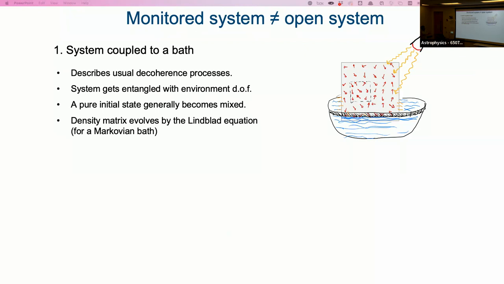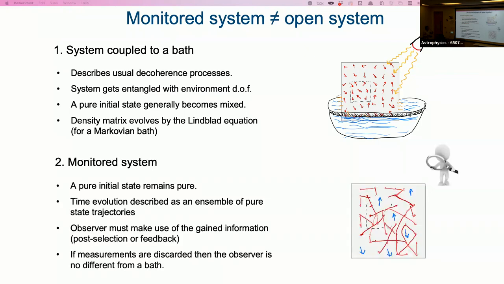And for example, if the bath is Markovian, it can be described by a Lindblad evolution or some Kraus map or quantum channel. On the other hand, what we're talking about in a monitored system is that at some point in time the system evolves, maybe, and then at some point an observer observes part of it, looks at part of the degrees of freedom, and therefore projects the state into a new pure state that depends on the measurement outcomes.